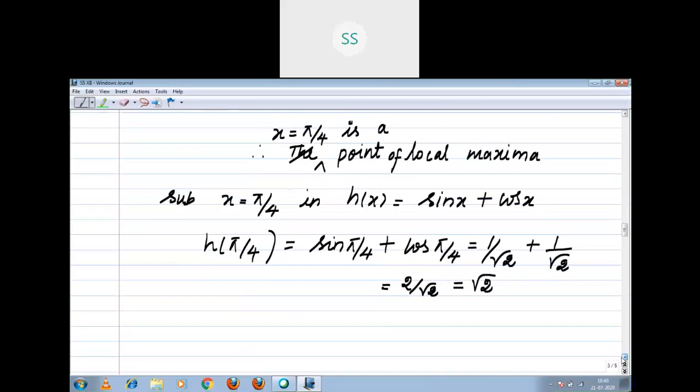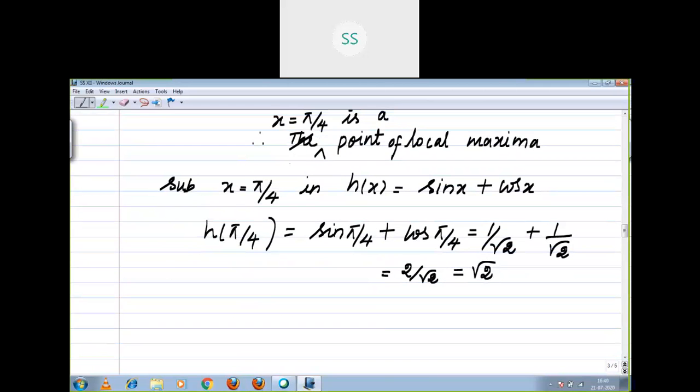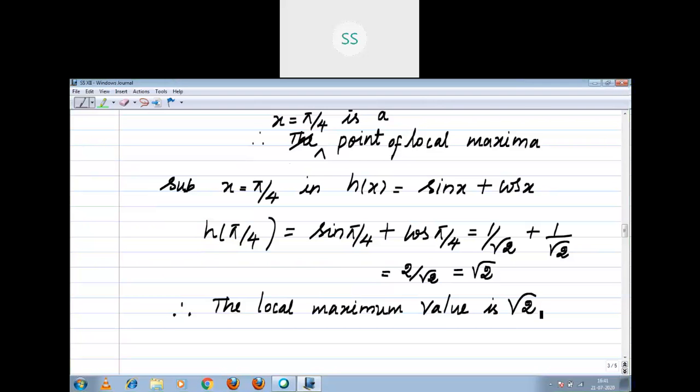Anyone? Yeah, very good. Therefore, the local maximum value is root 2, right? I hope you people understood. Again, I'm going to explain. You have to listen carefully, children.